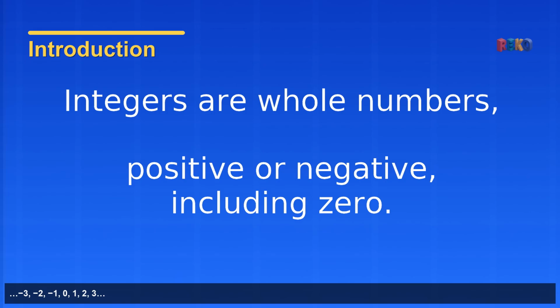In mathematics, we use the word integer for any whole number. That includes positive numbers, negative numbers, and zero. For example, -3, -2, -1, 0, 1, 2, 3, and so on. Integers have no decimals or fractions. They're the basic building blocks for all number operations.